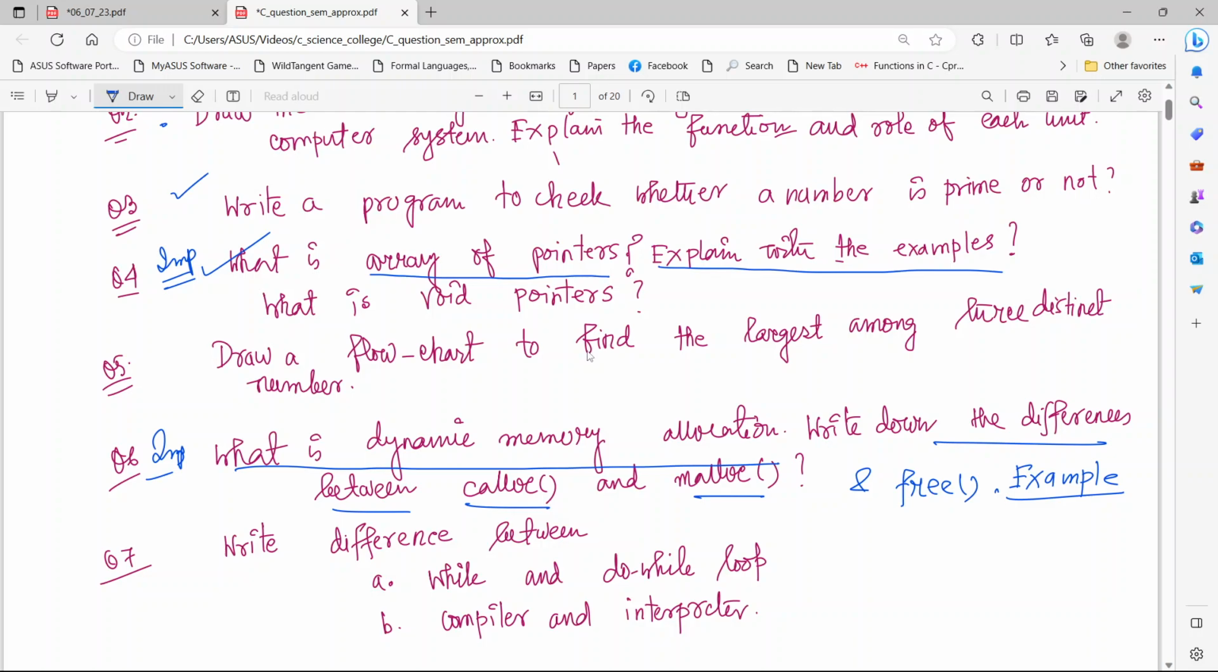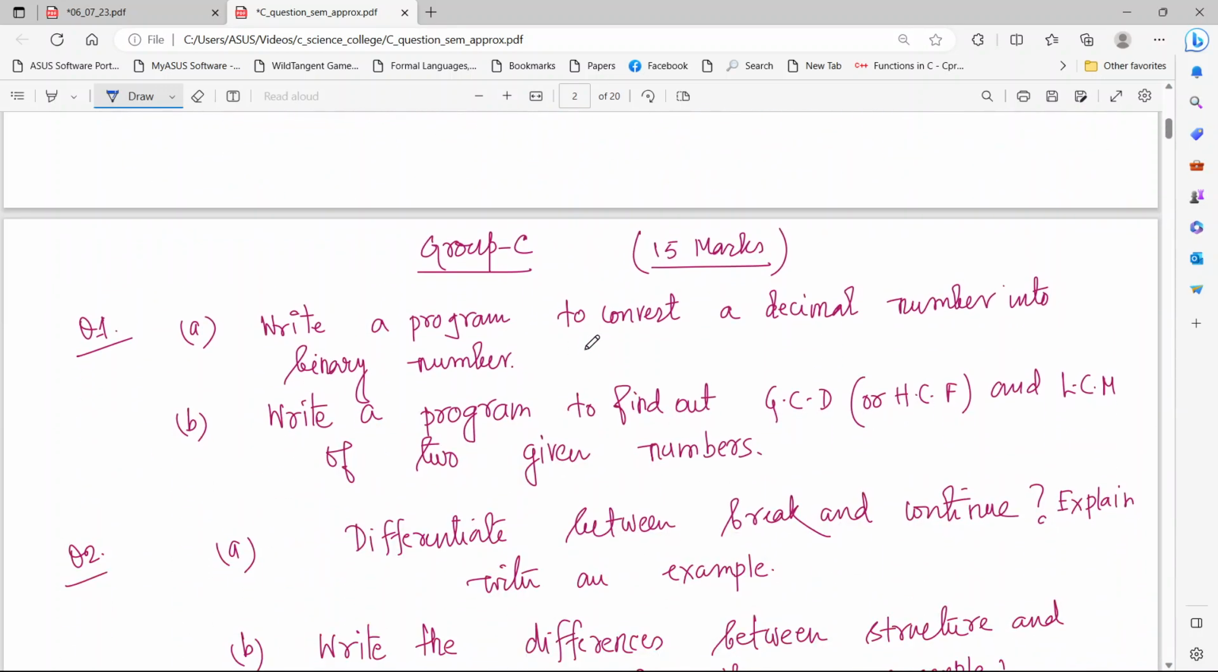So that is also important: while and do while, and the difference between compiler and interpreter. And you can do these particular questions, that would be for 10 marks.